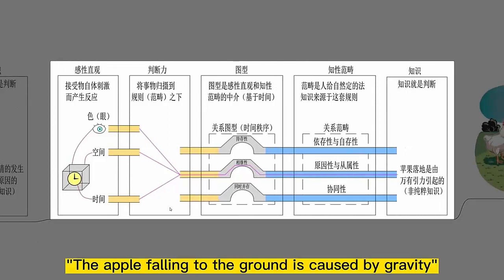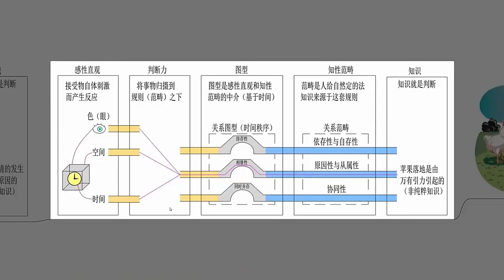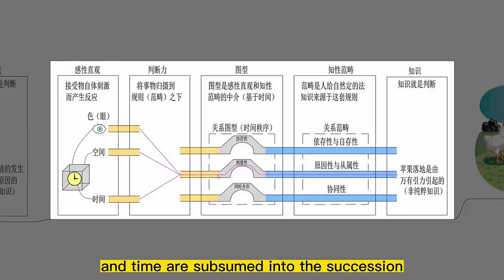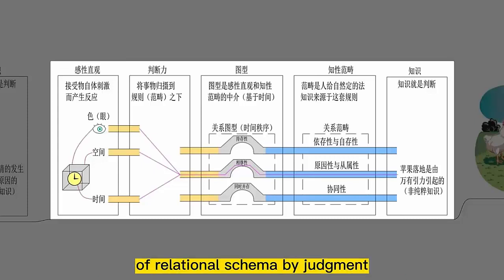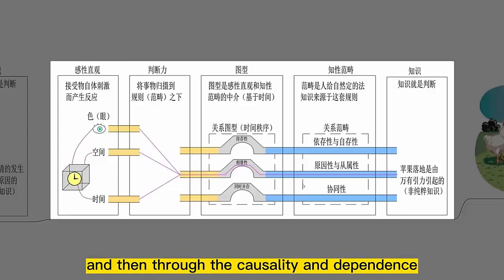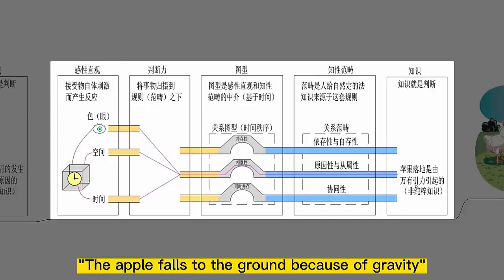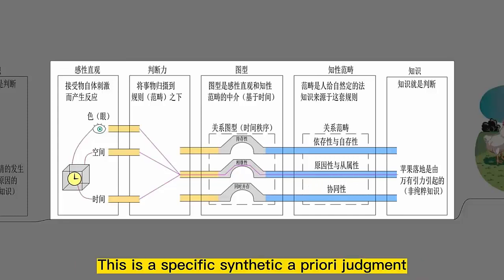The apple falling to the ground is caused by gravity. This apple is acquired, because it is seen by the eye, and then space is needed to store this apple, and there is a temporal sequence. Therefore, the three types of eyes, space, and time are subsumed into the succession of relational schema by judgment, and then through the causality and dependence of the category of knowledge, the apple falls to the ground because of gravity. This is a specific synthetic a priori judgment.